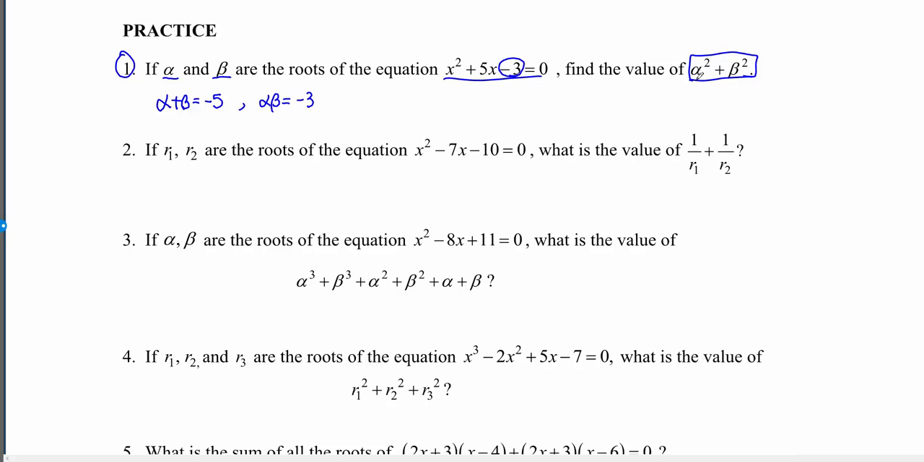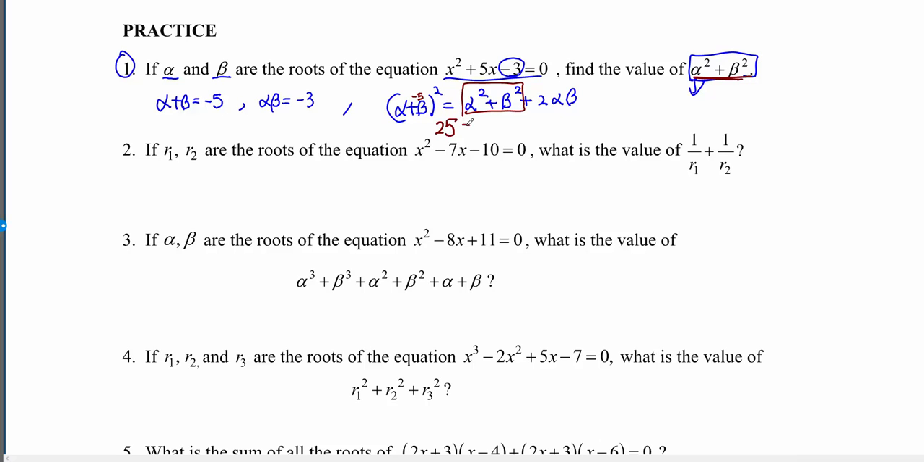Can you express this one using alpha plus beta or alpha beta? Maybe you can try over here. Alpha beta square, how much is this one? This was alpha square plus beta square plus 2 alpha beta, isn't it? So from here, we're going to find these numbers. But alpha plus beta is how much? Alpha plus beta is negative 5. So negative 5 squared is equal to 25, isn't it?